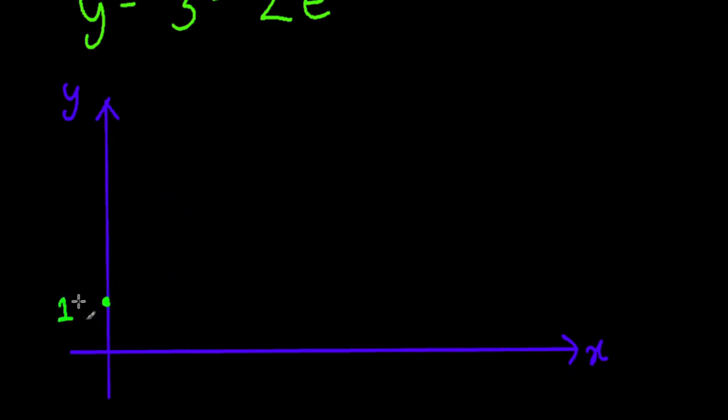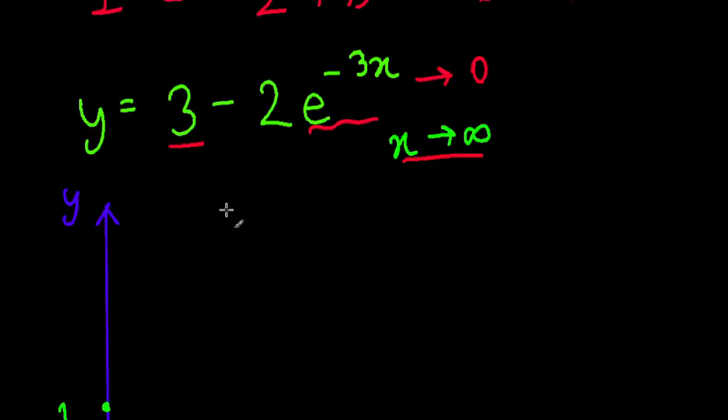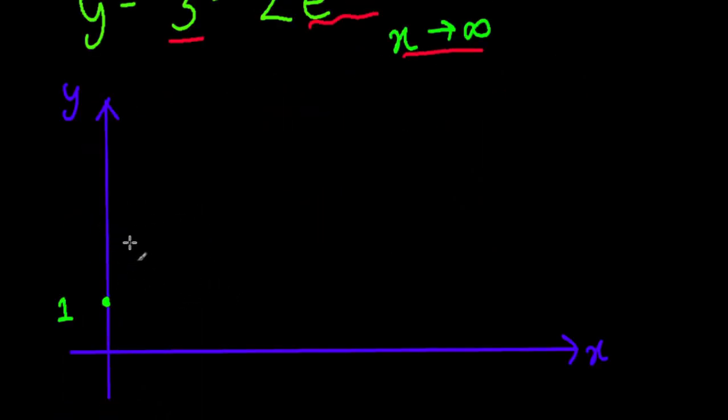Also, we know that as x approaches infinity, this term right here, e to the minus 3x, is an inverse reciprocal. It basically dies down. So as x approaches infinity, this approaches 0. If this whole thing dies away, what you have left is 3 at the end. That's why this graph is going to exhibit asymptotic behavior. It's going to approach 3 as x becomes larger and larger, but it's never going to become 3.